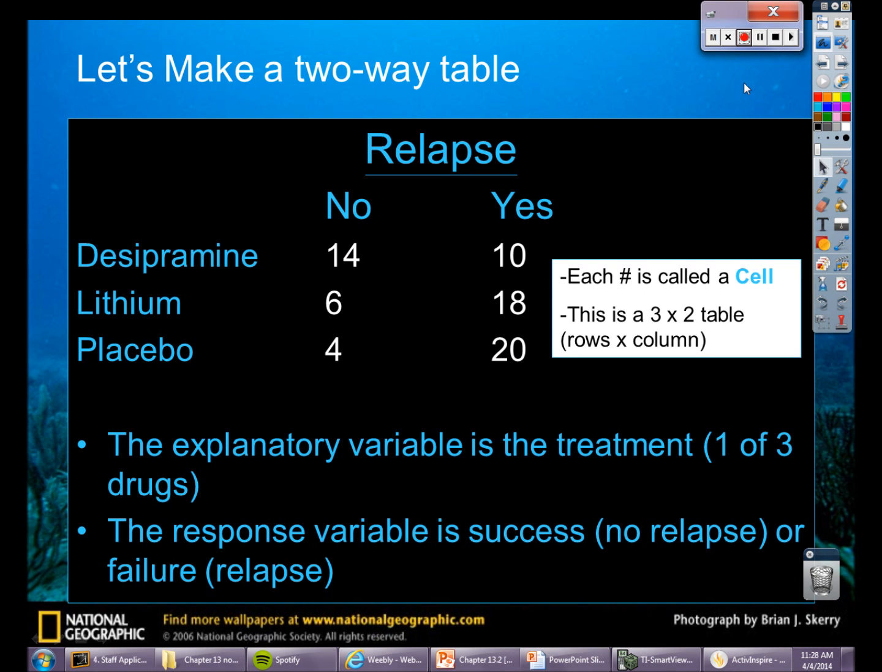The first thing I'm going to do is make a two-way table of my relapses and non-relapses. So I already gave you that 14, 6, and 4 people did not relapse on their respective treatments. Subtracting those numbers from 24 gives me the amount of people that did relapse. Each of those entries is called a cell. There are 6 cells here. This is a 3x2 rows by columns matrix. My explanatory variable is the treatment because that explains whether they did or did not relapse, going back to using cocaine.